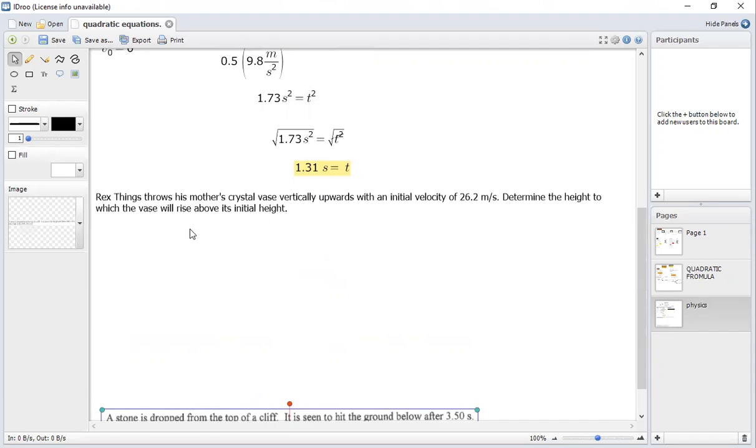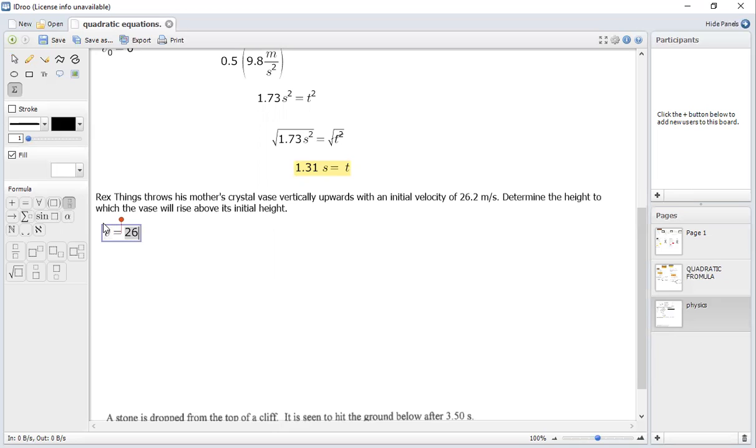Rex throws his mother a crystal vase vertically upwards with an initial velocity of 26.2 meters per second. Determine the height to which the vase will rise above its initial height. What is the velocity? 26.2 meters per second.